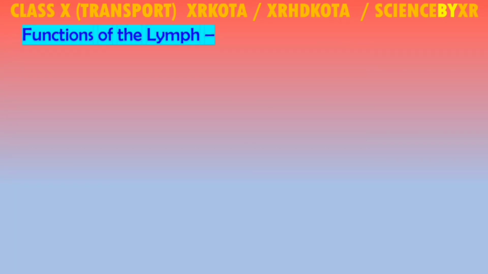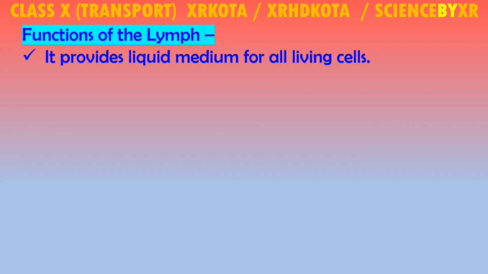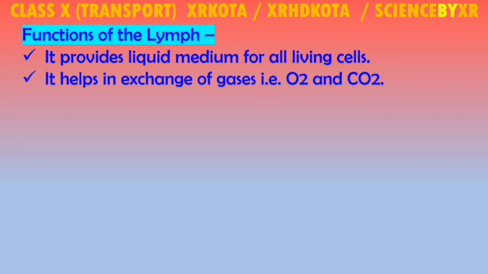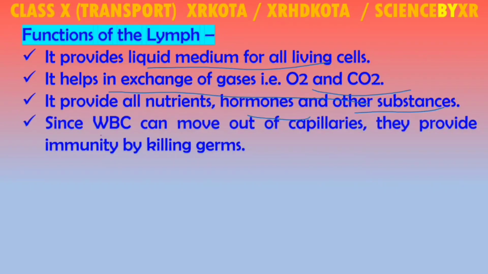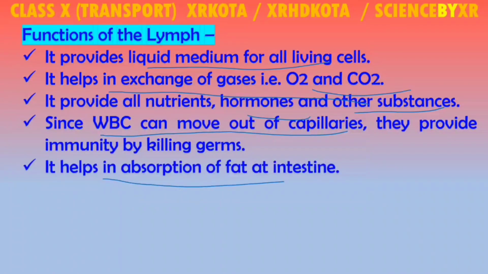Okay, functions of lymph. We have to study what it does. So the functions are, it provides liquid medium to all the cells. It helps in giving oxygen, collecting carbon dioxide back, and providing nutrients, hormones and other substances to the tissues. The WBCs which are there will provide immunity by killing the germs, and the last, it helps in the absorption of fat from the intestine.